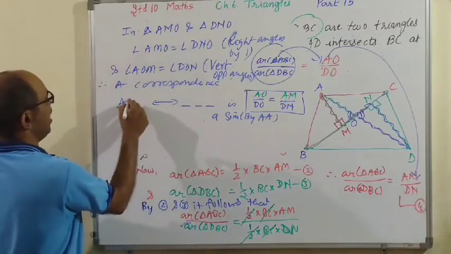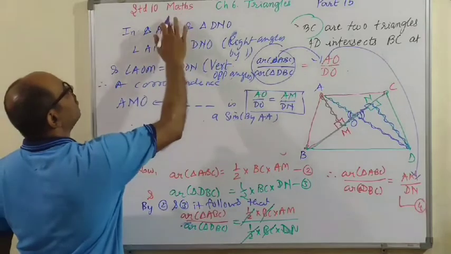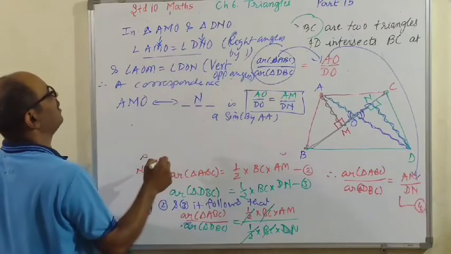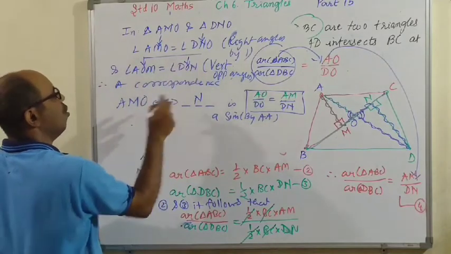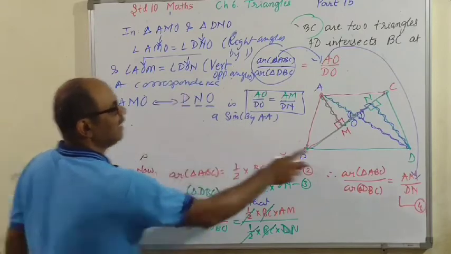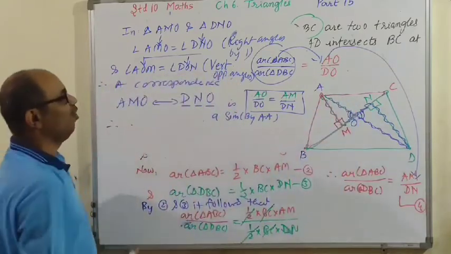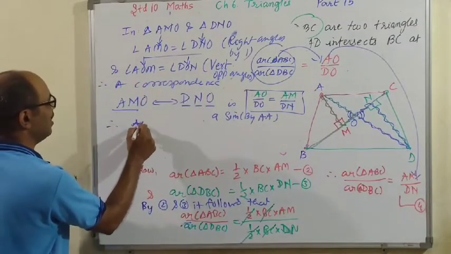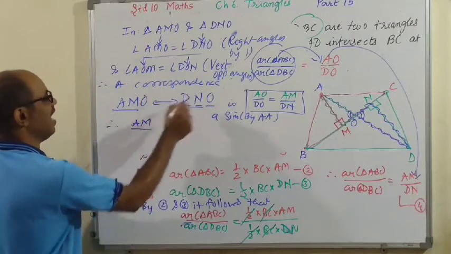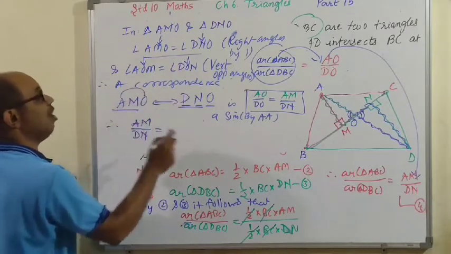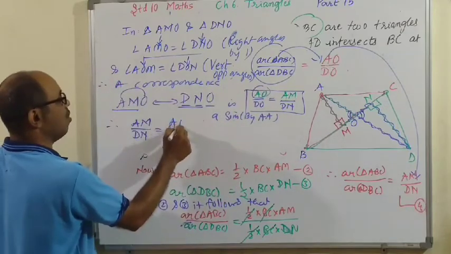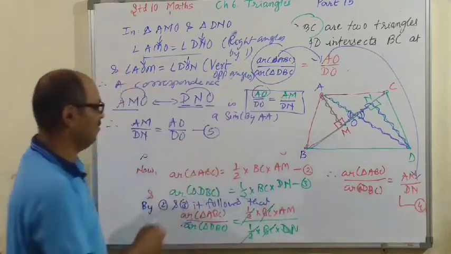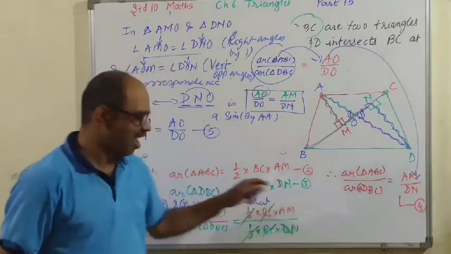I'll write it: AMO. Let's see where the angles are. Here, M corresponds to N. M is in the middle, so N has to be in the middle. O corresponds to O. O is last, so here you will have D. Correct? DNO. Therefore, what we need is AM upon DN. Where is AM? Here. Upon DN. Yes, AM and DN are corresponding. Then I want AO. I'm interested in that. So AO upon DO. That was result 4, now result 5. So by 4 and 5.